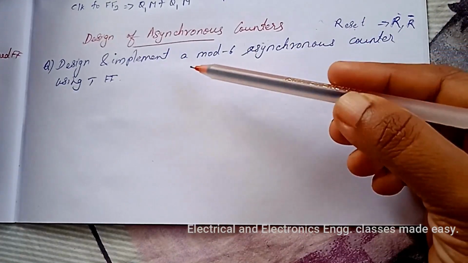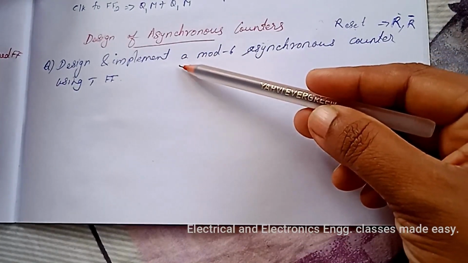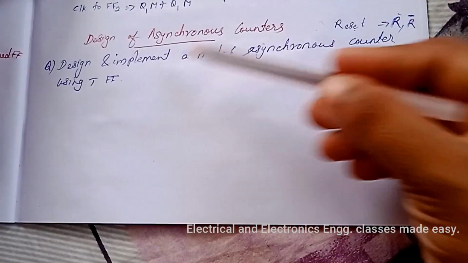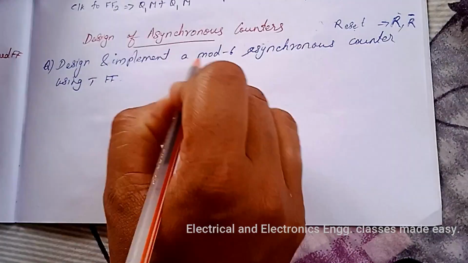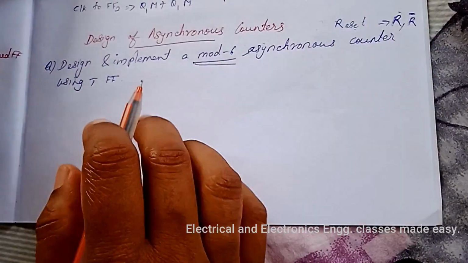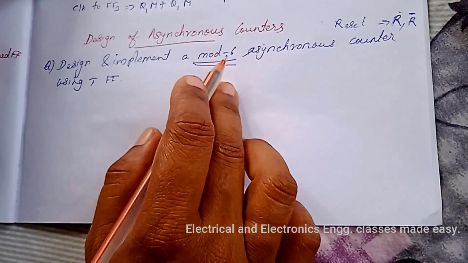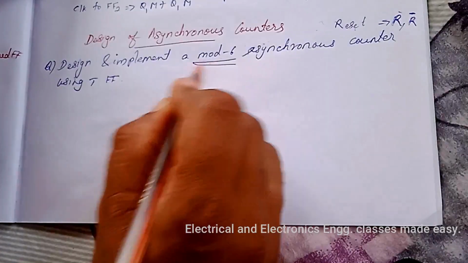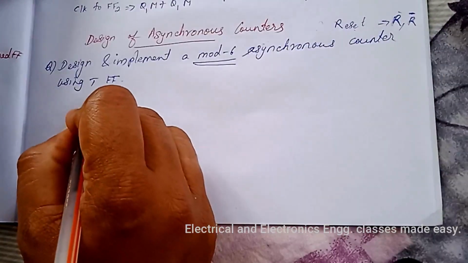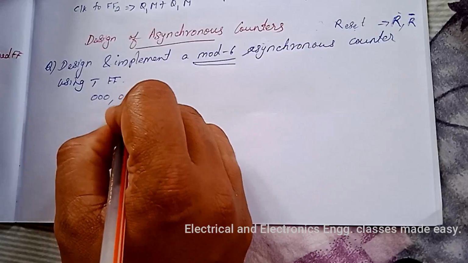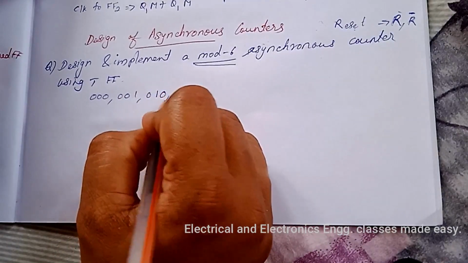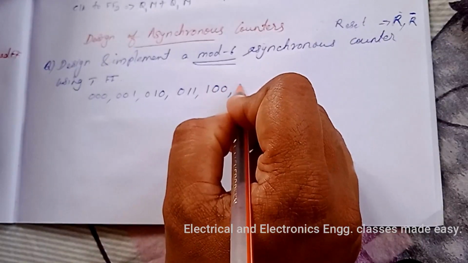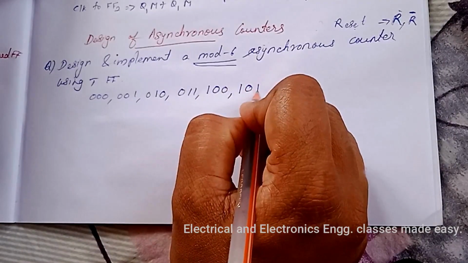Let us do an example. Design and implement a Mod-6 asynchronous counter using T flip-flop. So this is a Mod-6 asynchronous counter. Mod-6 means it has 6 stable states, and those stable states are 000, 001, 010, 011, 100, then 101.